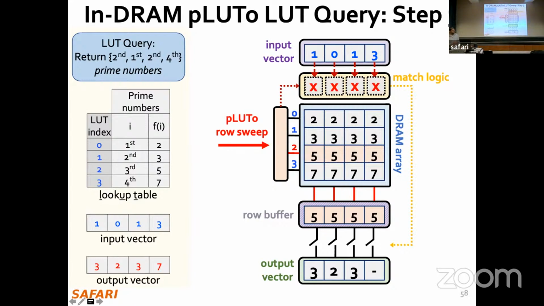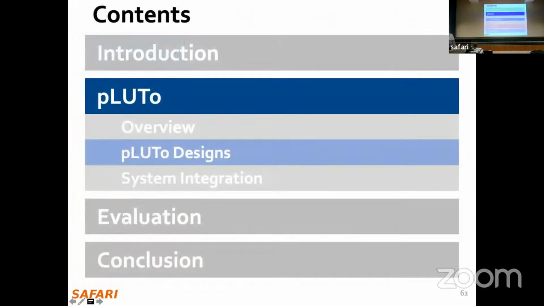And finally, I have the last one, the fourth prime number, 7, which is going to match the last element here, which is 7. And at the end of the computation, I have in my output vector the output of my LUT query, which was asking for the second, first, second, and fourth prime numbers, which are 3, 2, 3, and 7.